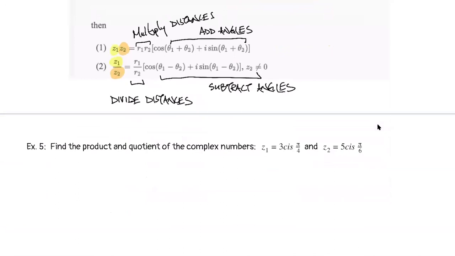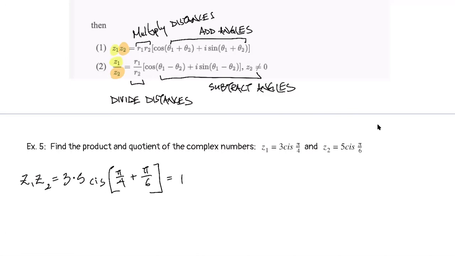All right, so example 5 says, find the product and quotient of the complex numbers, all right? So they're already in polar form for us. Now we just need to follow the formula. So if we have Z1 times Z2, that means we need to take the distances, 3 and 5, and we need to multiply them. And then we're going to take the two angles, pi over 4 and pi over 6, and we're going to add them. Okay?